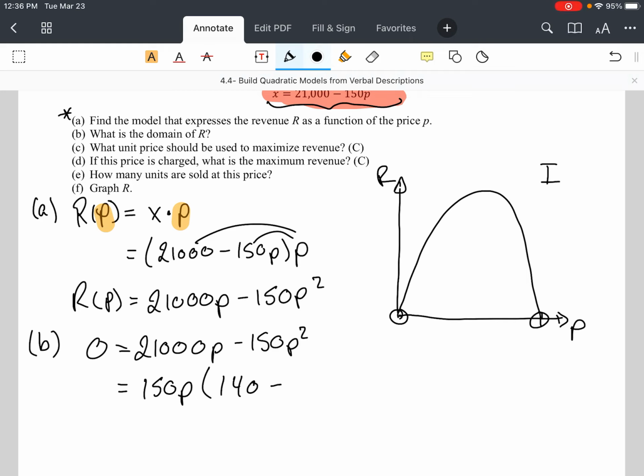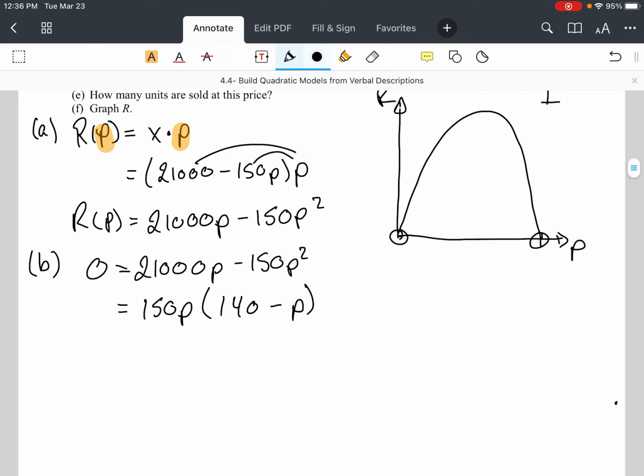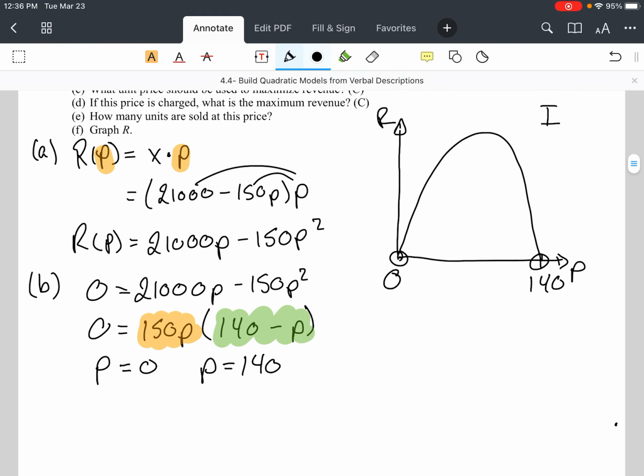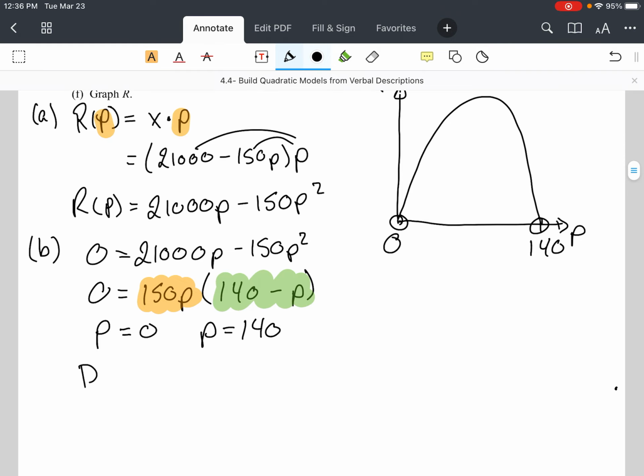And we will be left with 140 minus p. Okay, so this is how we could factor this. And then remember that we can set a price. If we were looking at this first one, p would be 0. Again, we're just looking at where each of these are 0, so p could be 0. Then if we look at the second one and solve for p, the other intercept would be 140. Okay, so our intercepts would be 0 and 140.